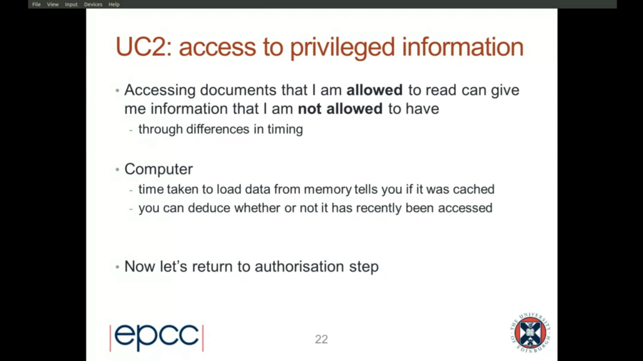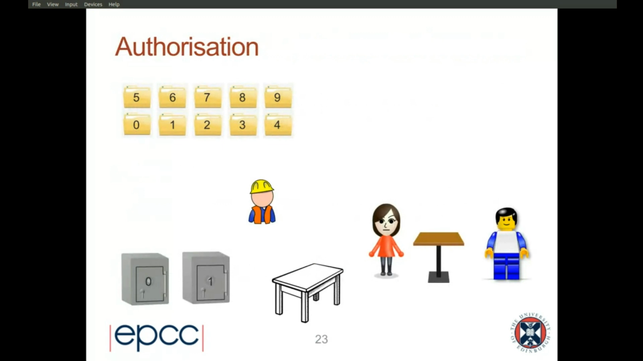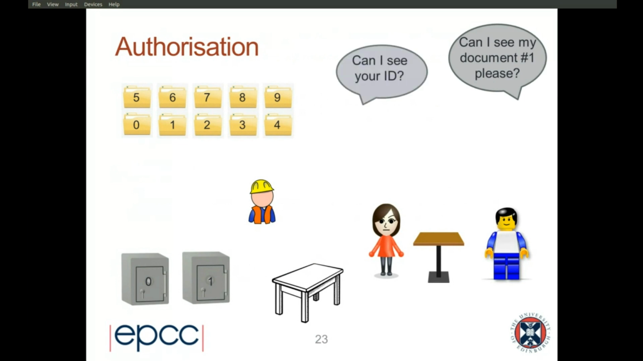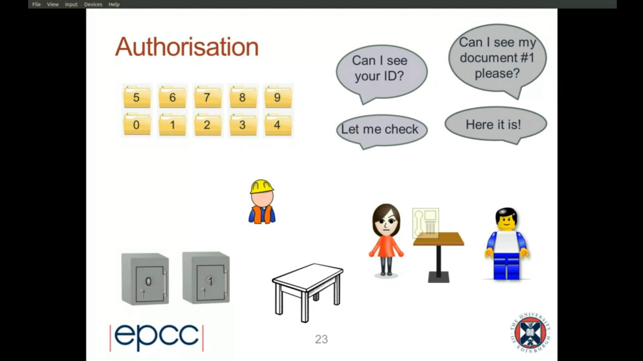Now let's return to the authorization step. So authorization, we skipped that in the past few slides. So I come in and I say, can I see my document number 1? And the lawyer asks for my ID. I show it to her. And then she has to go and check. She probably has to phone a head office or something to check that I'm actually allowed to see this documentation. So she sits there phoning head office, which takes quite a long time. Then she says, okay, that's all right.